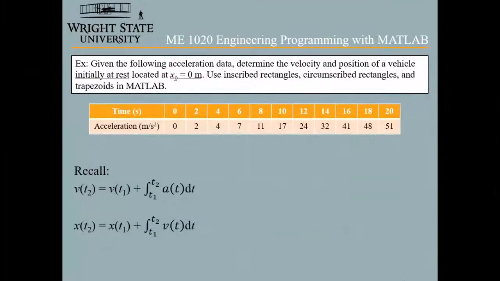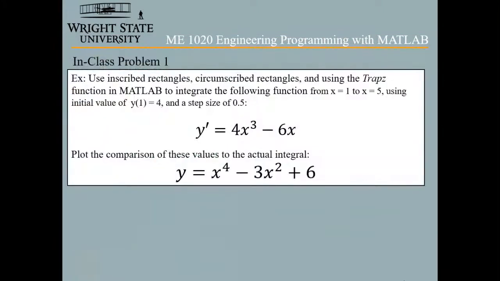And so what I want you to do is do this problem. Using the inscribed rectangles and circumscribed rectangles, I want you to integrate the following functions to find the definite integral from 1 to 5 of this function right here. And then you can actually solve what the actual integral is from here. All I'm going to ask you to do is find the area under the curve. You don't have to actually plot it. So I might go change that.